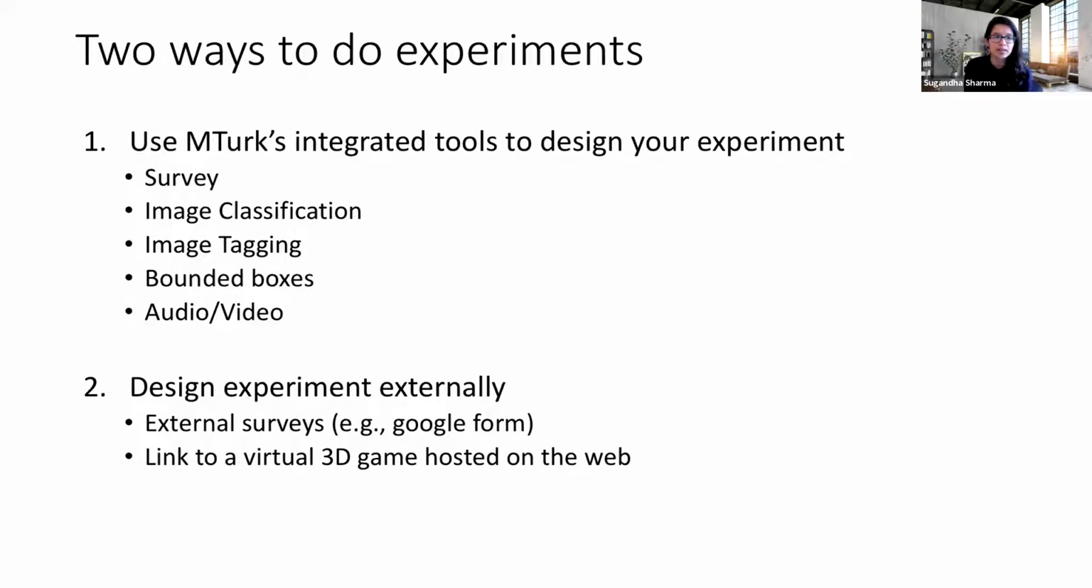Okay, so moving back to MTurk, there are two ways to do experiments using MTurk. One is to use MTurk's integrated tools to design your experiment. Some of the kinds of experiments that you can design include a survey questionnaire, or experiments where you can upload images and ask people to classify images by providing labels or tag images. Or you can also ask people to draw bounding boxes around images that you specify. And then there's also options for adding audio and video and doing experiments which include audio and video.